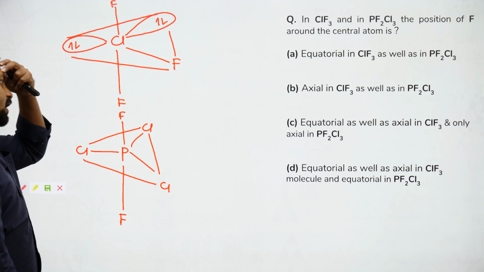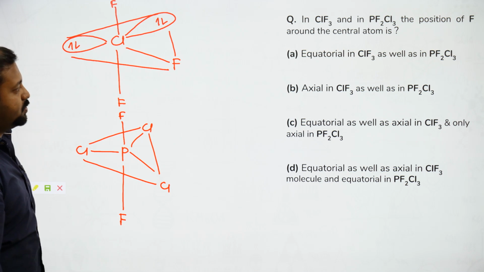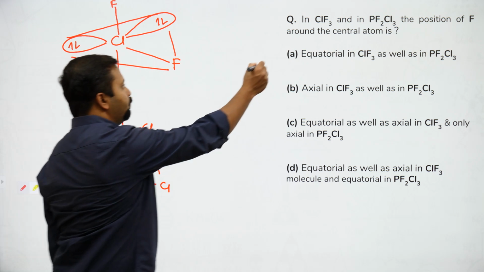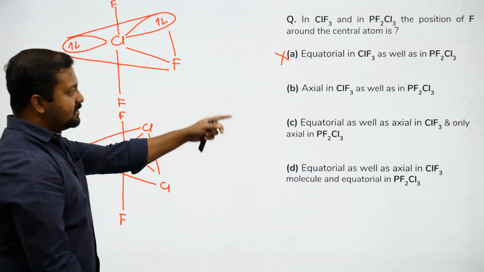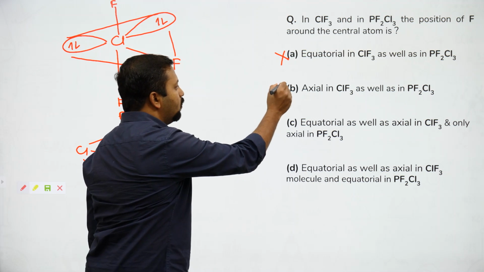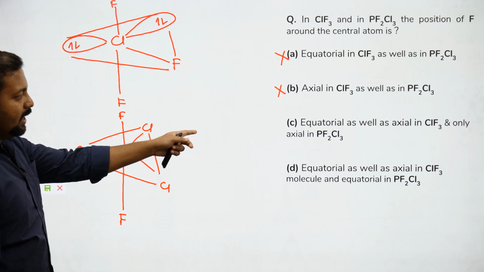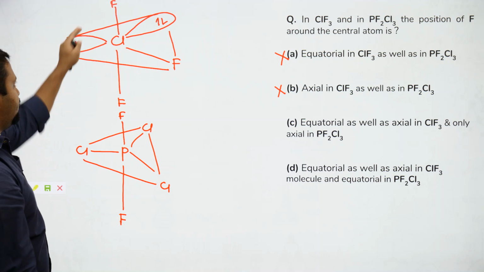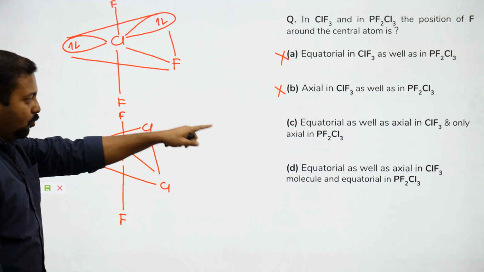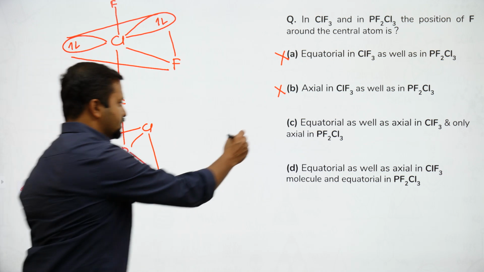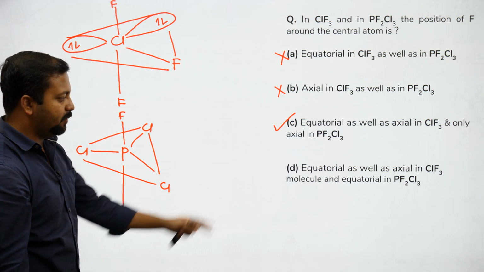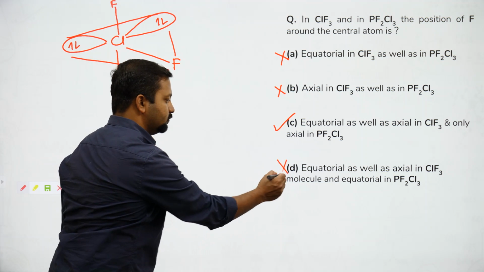Is this clear? So which of our options is correct? Equatorial in ClF3 as well as in PF2Cl3? No. Axial in ClF3 as well as in PF2Cl3? No. Equatorial as well as axial in ClF3, correct? Axial, equatorial, and only axial in PF2Cl3, this is correct. Equatorial as well as axial in ClF3 and PF2Cl3 is wrong.